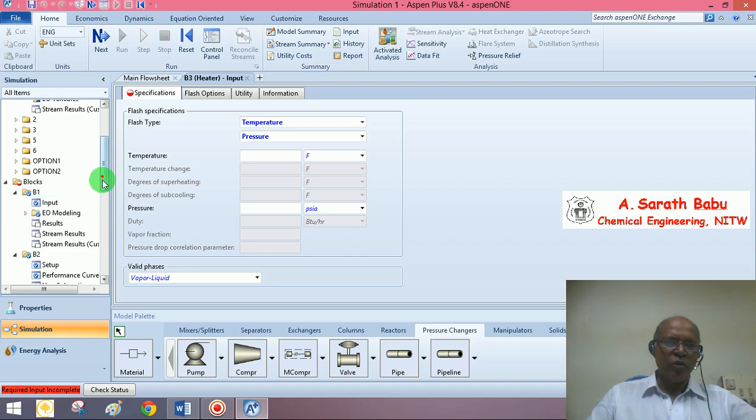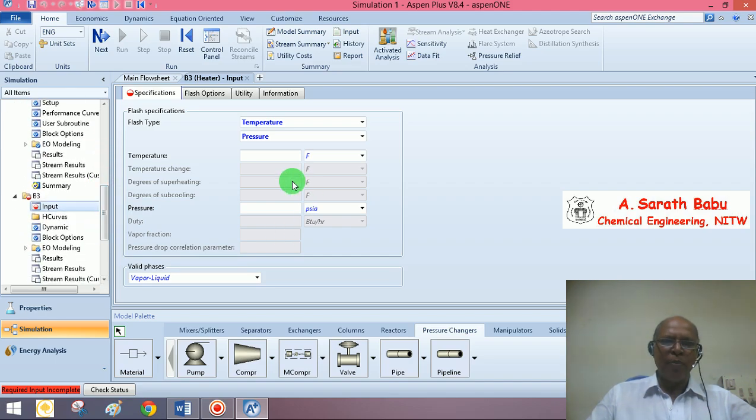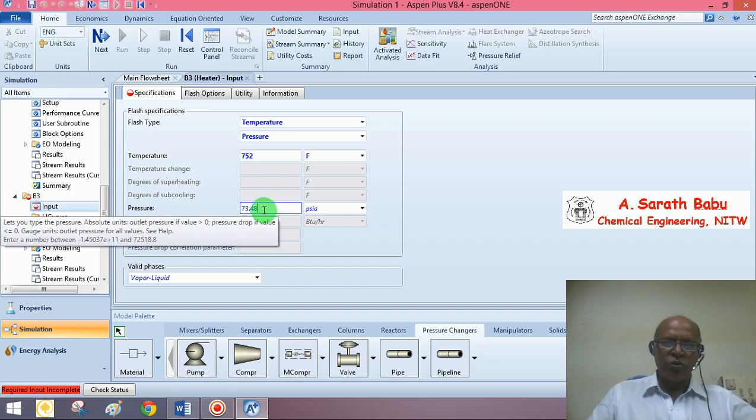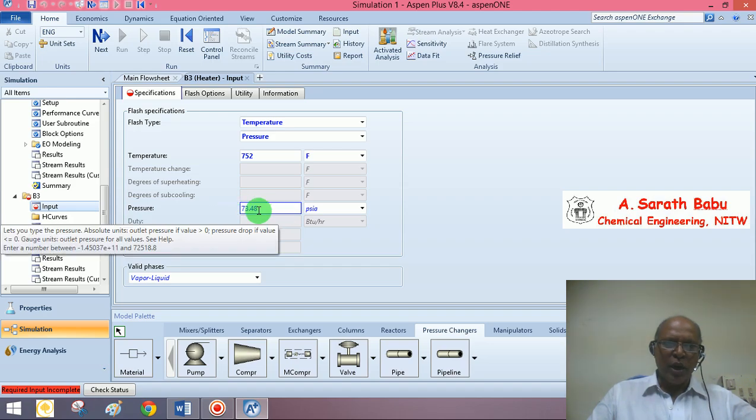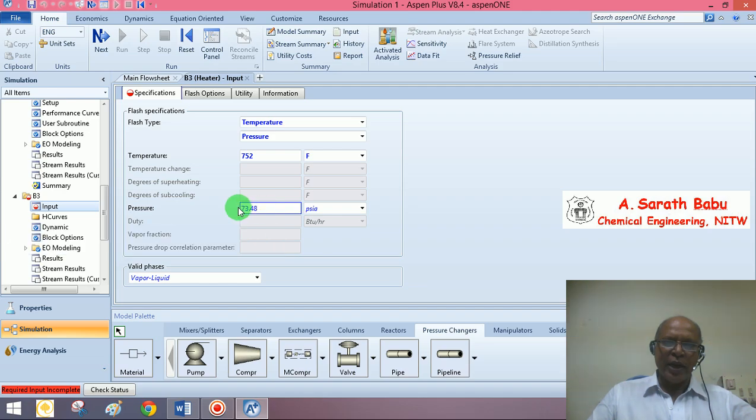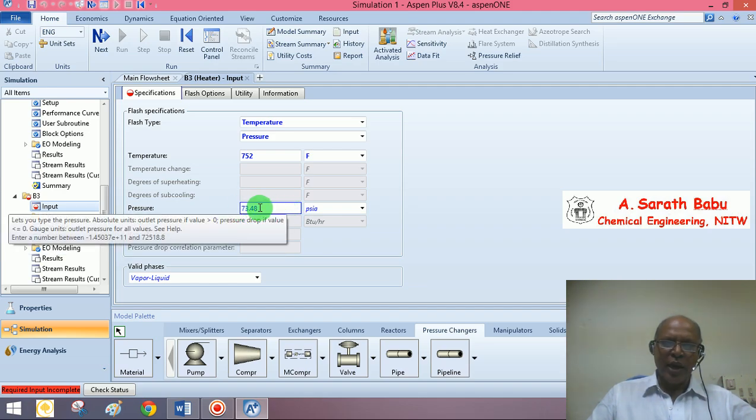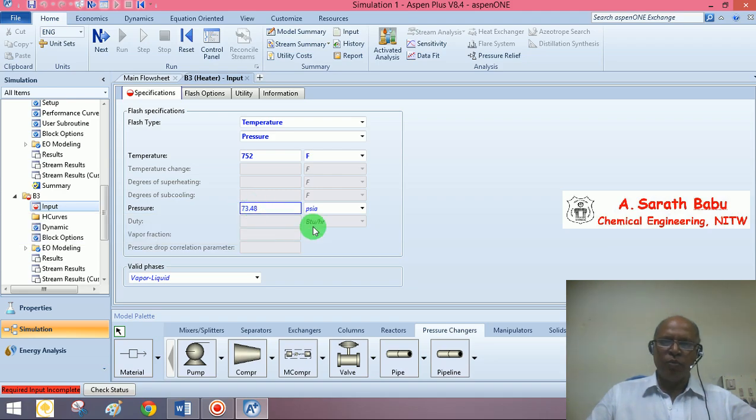Now this is with respect to block B3, which happened to be a heater. Now we wanted the outlet temperature from the heater to be at 752 degrees Fahrenheit at a constant pressure of 73.48. Now you have a number of options to declare here. If you say 0, that will be taken as 0 pressure drop. Any value less than 0 will be taken as the pressure drop. Any value given as a positive quantity will be taken as the operating pressure. So you can say here, instead of 73.48, 0. So we have specified block B3.